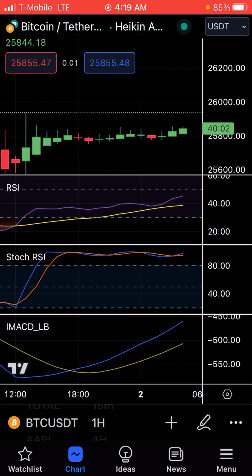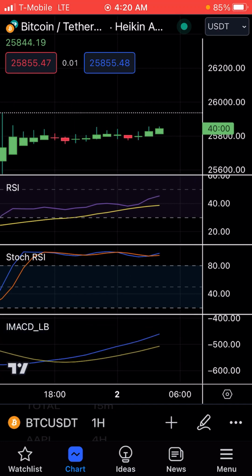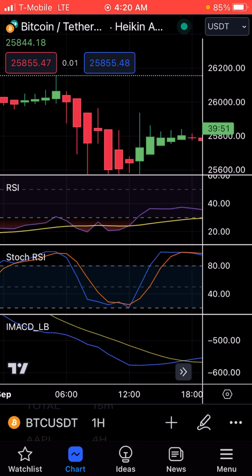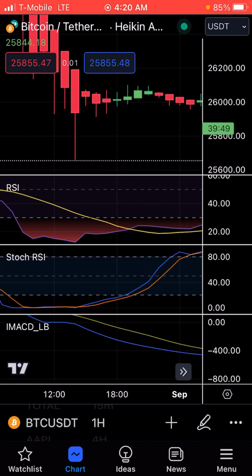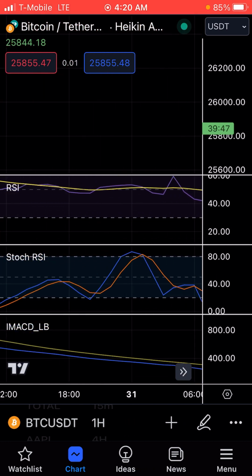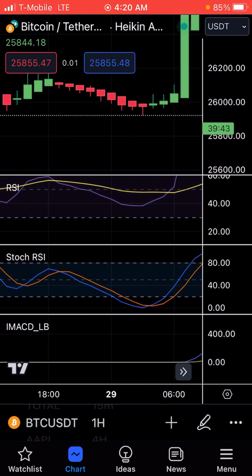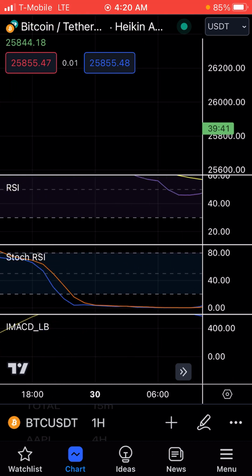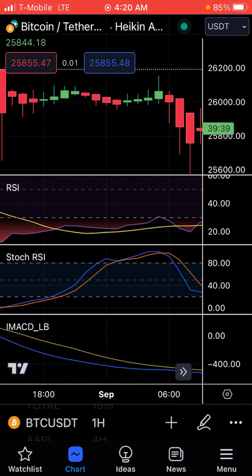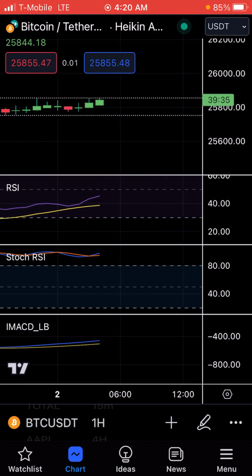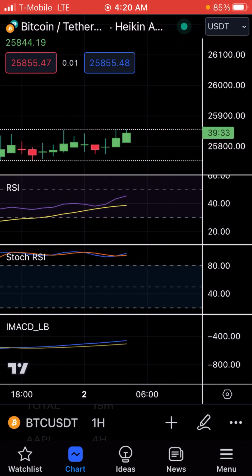So anyway, a good idea. If you're going sideways, the Impulse MACD is going to be flatlined. Something like that or that. That's how you know you're going to go sideways. But other than that, just follow the indecision candles, and it could pretty much lead you into some pretty good profits.